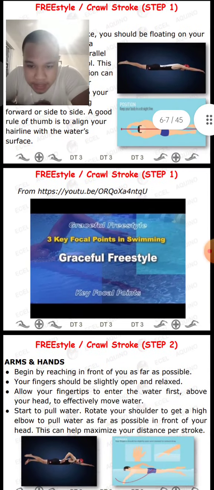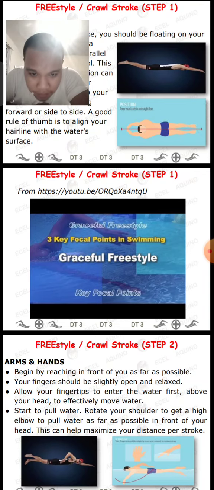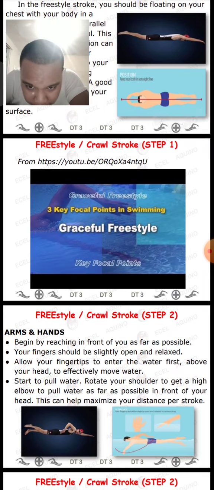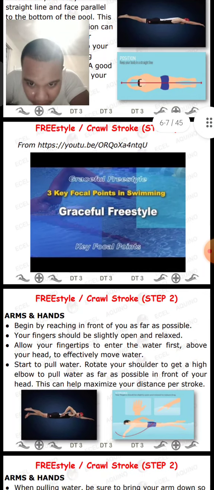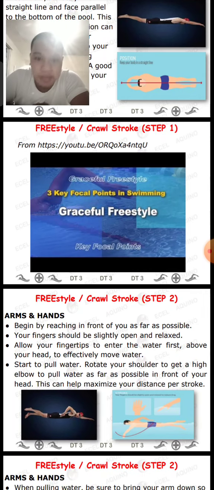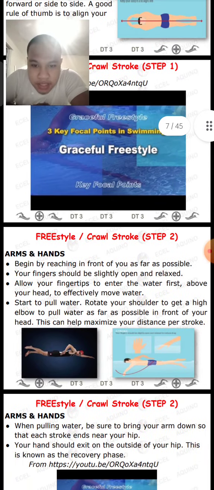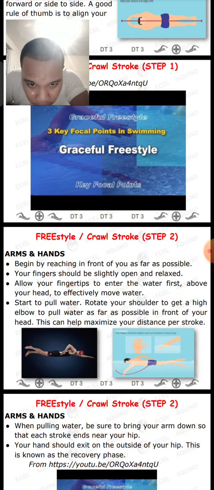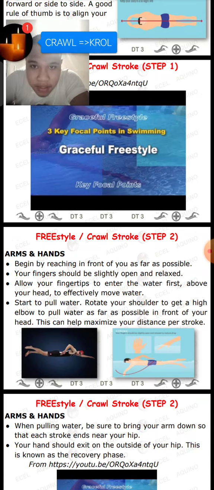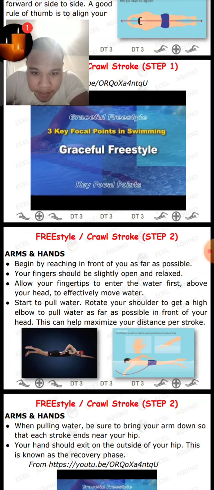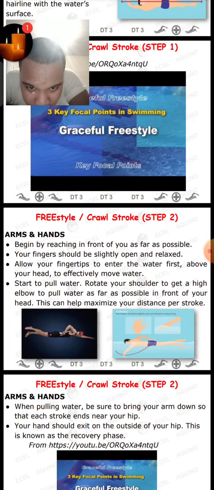Arms and hands. Begin by reaching in front of you as far as possible. Your fingers should be slightly open and relaxed. Allow your fingers to enter the water first, above your head, to effectively move water. Start to pull water. Rotate your shoulder to get a high elbow to pull water as far as possible in front of your head. This can help maximize your distance per stroke.